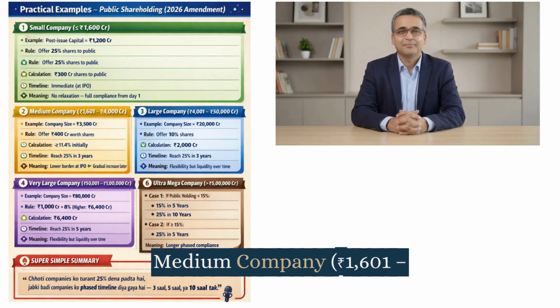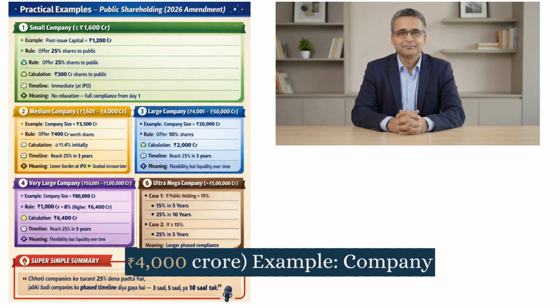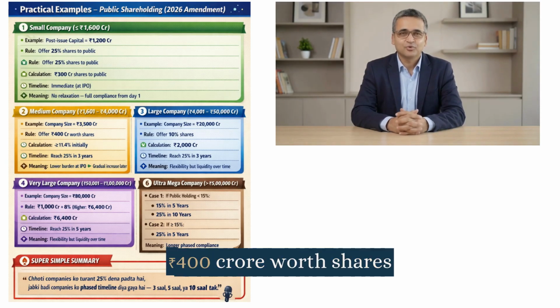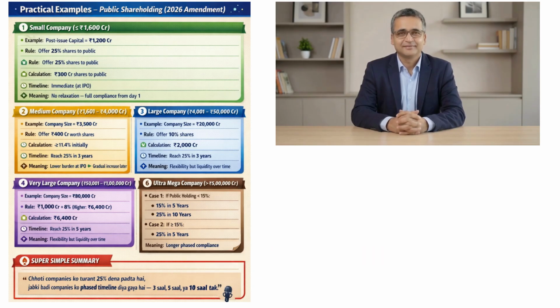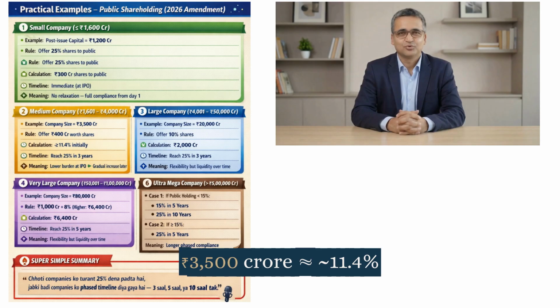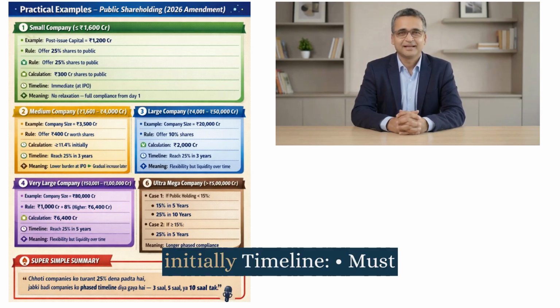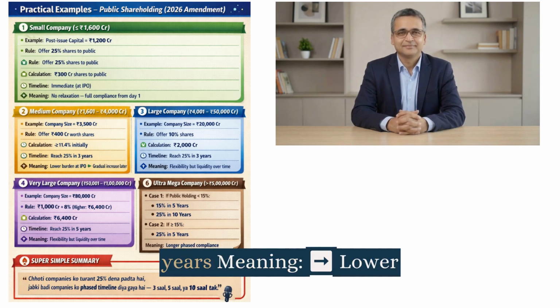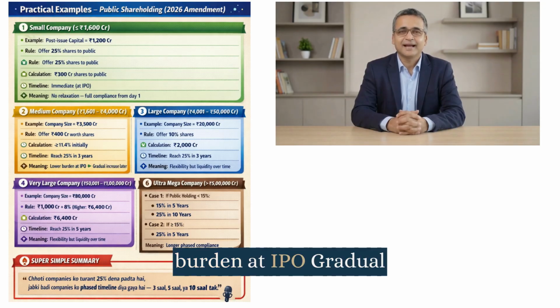2. Medium company, 1,601 to 4,000 crore rupees. Example, company size equal to 3,500 crore rupees. Rule, must offer 400 crore rupees worth of shares. Calculation, 400 crore divided by 3,500 crore rupees, approximately 11.4% initially. Timeline, must reach 25% within 3 years, meaning lower burden at IPO, gradual increase later.